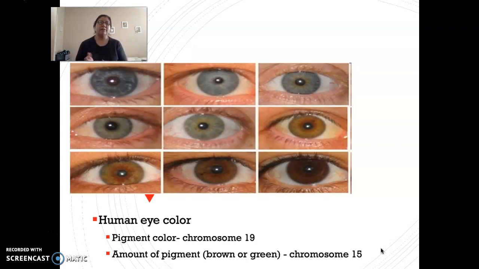So hopefully this helps you a little bit better. I'm going to record a second video that shows how to work these Punnett squares. That way you can answer the questions.